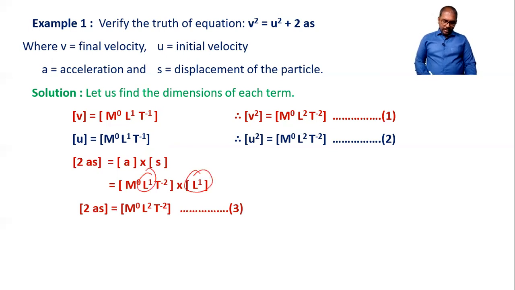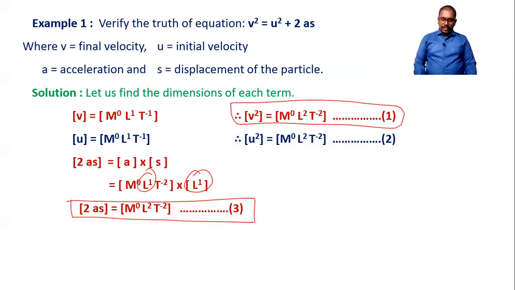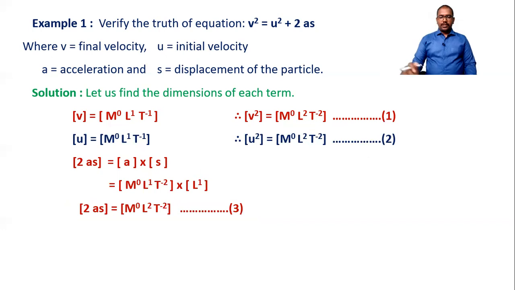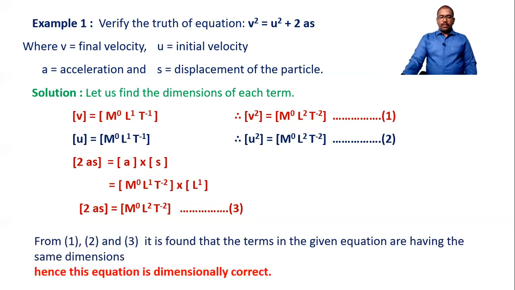If you see equations 1, 2, and 3, you can see all have similar dimensions. So from equations 1, 2, and 3, it is found that the terms in the given equation have the same dimensions. Hence, this equation is dimensionally correct. In this similar manner, you can verify the truth of any equation.